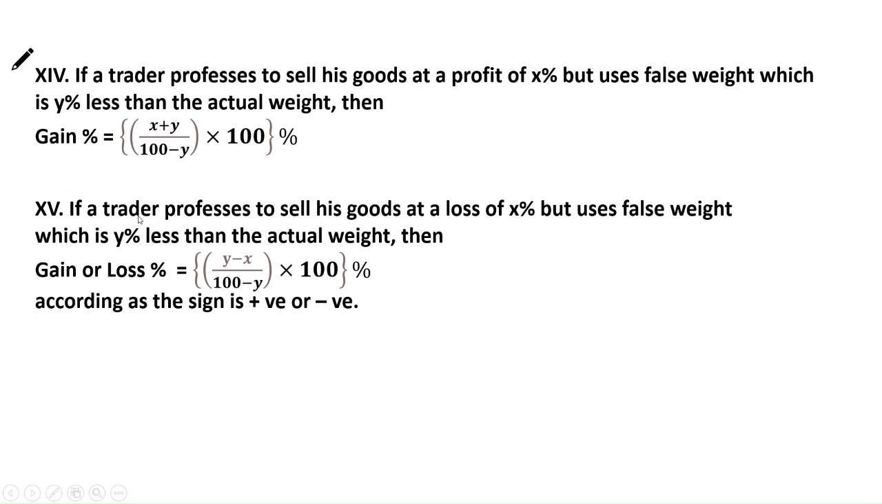If a trader professes to sell his goods at a loss of X% but uses false weight which is Y% less than the actual weight, then gain or loss equal to Y minus X by 100 minus Y into 100%, according as the sign is positive or negative.